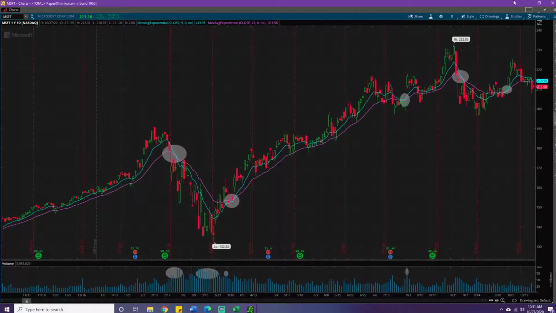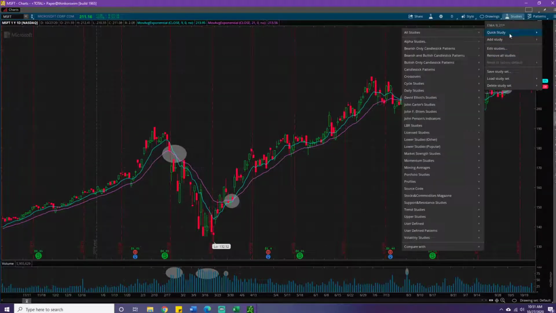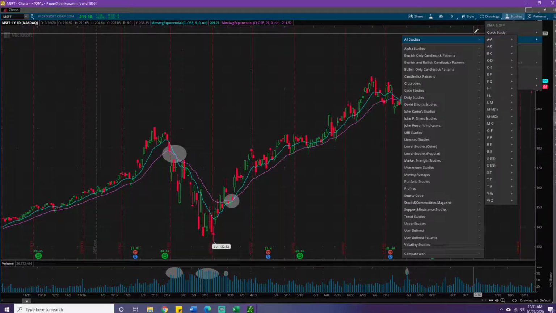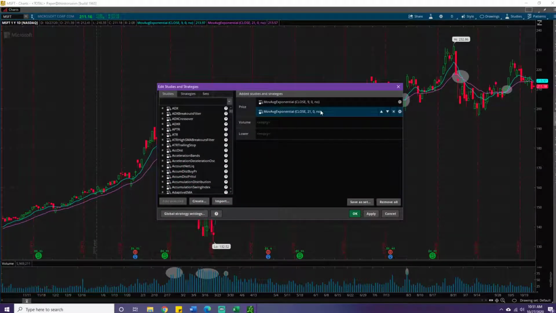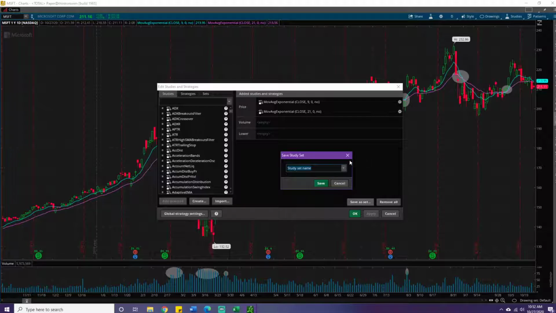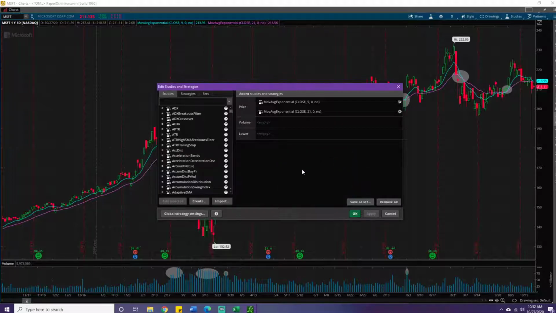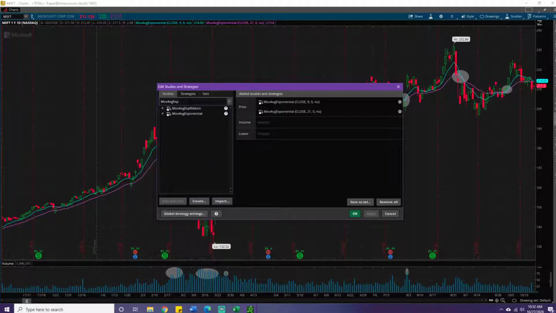How did I save this preset? Well, if you go to Add Studies, or Edit Studies, I'm sorry, and from the 9 and 21 EMA that we added here, we could save it as a set. I have it there, my EMAs. And you can also add your studies from here as well. You could type in Moving Average Exponential. And that's another way of setting it up as well.